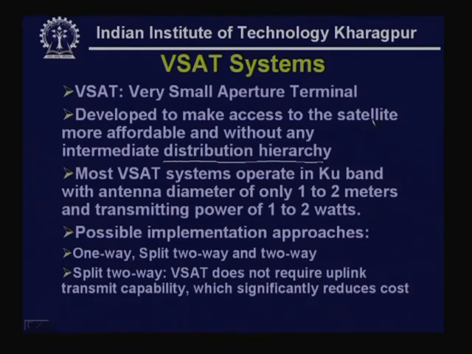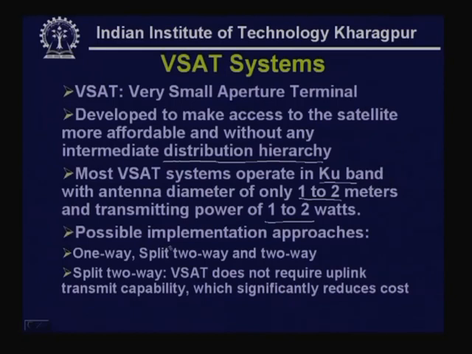With that objective, VSATs were developed. For example, most VSAT systems operate in the Ku band with an antenna diameter of only 1 to 2 meters. That is relatively small compared to the bigger antennas traditionally used, and it requires only a transmitting power of 1 to 2 watts for communication. Neither the power nor the diameter is very high, so it can be very easily used in houses.